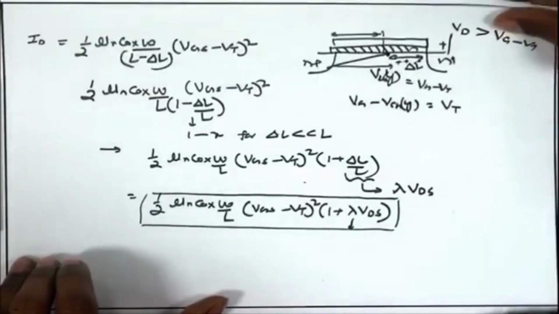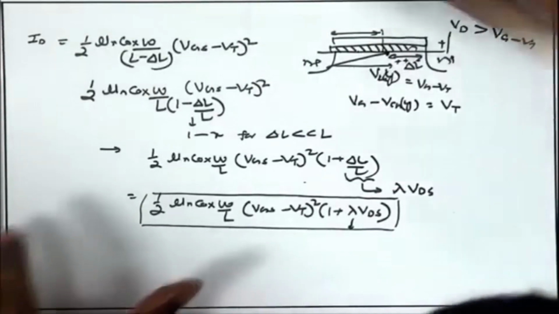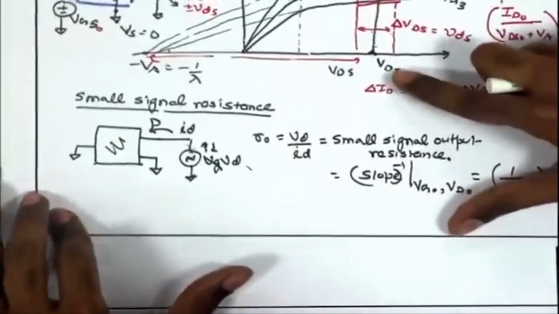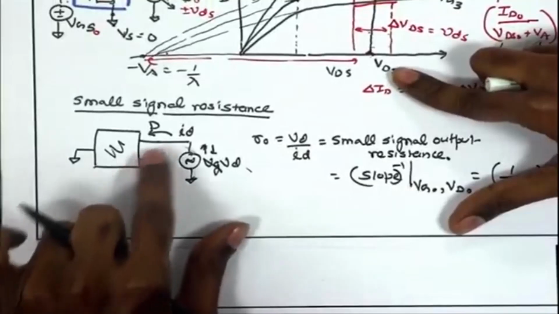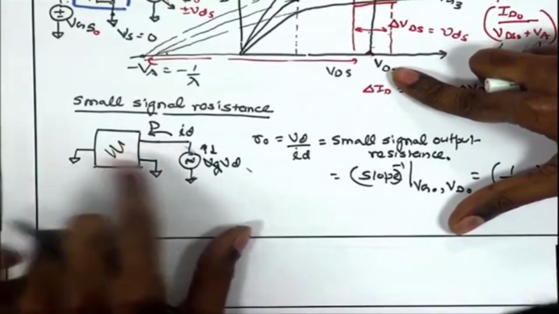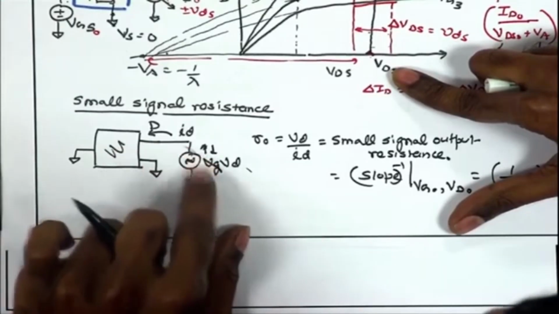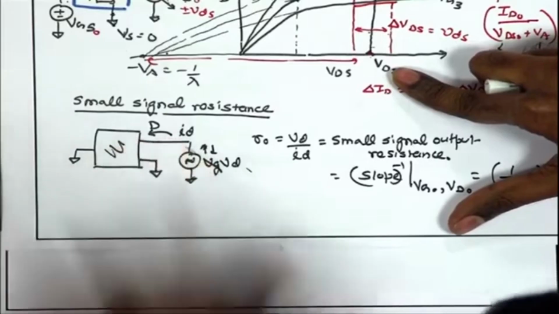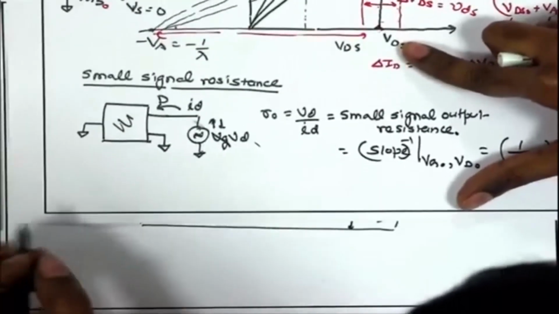So, now in this condition, suppose we want to come back to this model and try to define what is the behavior of the output port, that is the drain terminal, in presence of applied drain signal. So, we are applying a small signal voltage at the drain and we are looking at the small signal current. So, how do we model this?